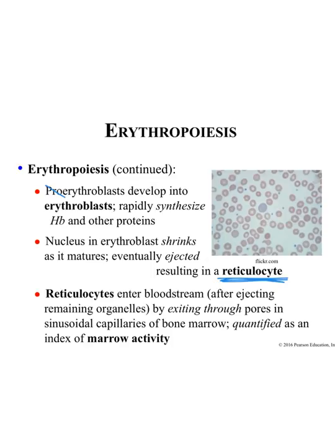These can enter the bloodstream. So technically, they are not mature. And in fact, if you have a large amount of these in the bloodstream, that can indicate that there's some issue with your bone marrow being able to make adequate red blood cells quickly enough.